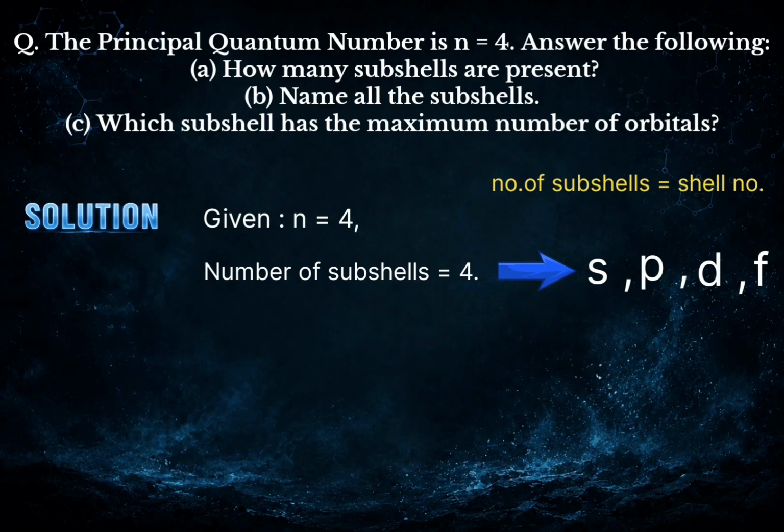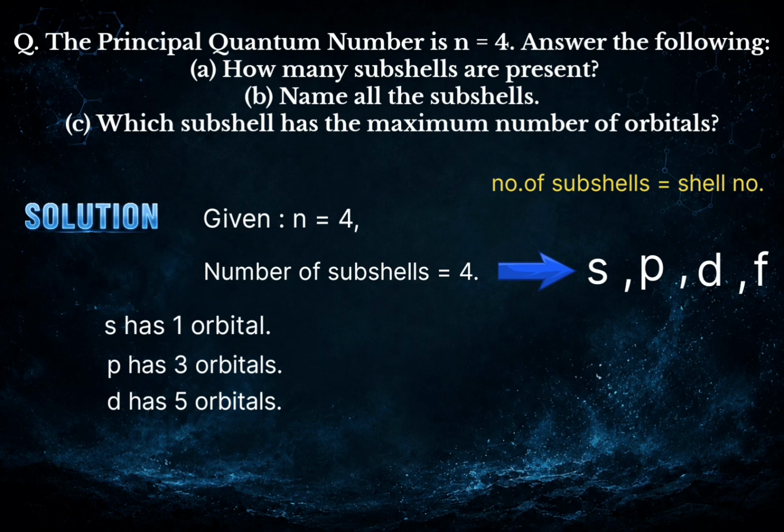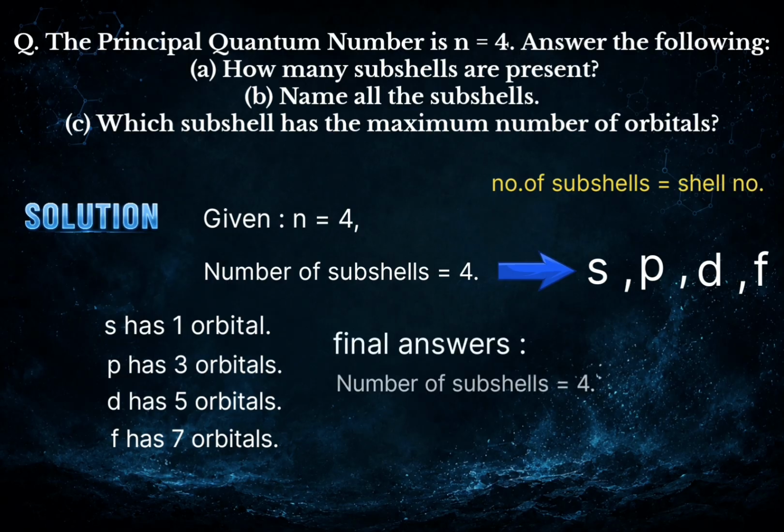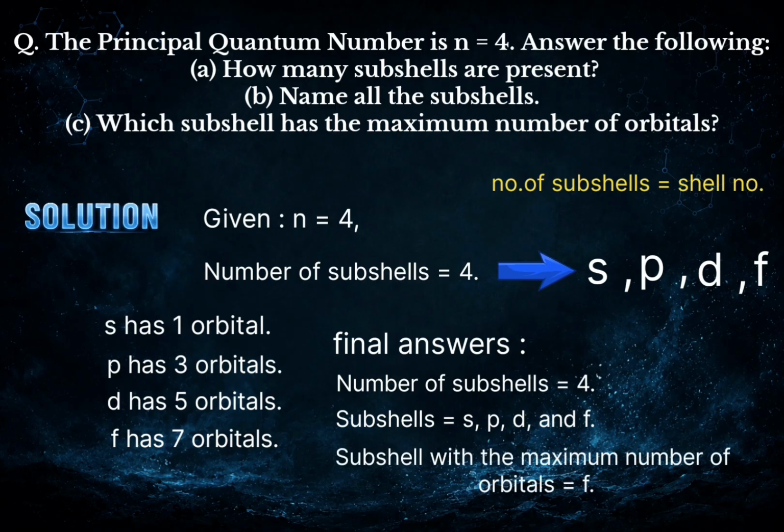Finally, let's find which subshell has the maximum number of orbitals. We know that S has 1 orbital, P has 3 orbitals, D has 5 orbitals, F has 7 orbitals. So the F subshell has the maximum number of orbitals. Therefore, our final answers are: number of subshells equals 4. Subshells equals S, P, D, and F. Subshell with the maximum number of orbitals equals F.